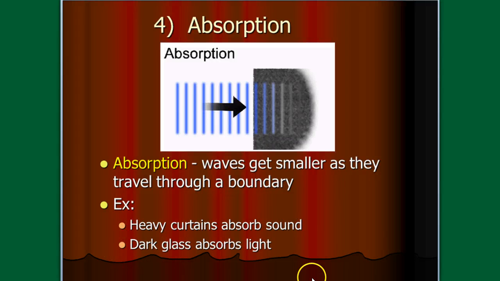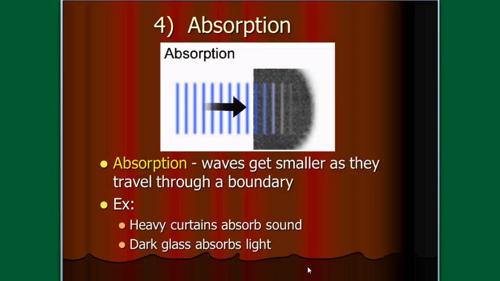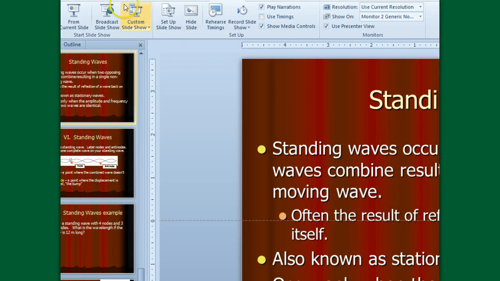Dark glass or dark colors simply absorb light waves. Light waves, when they contact a barrier, can either be absorbed or reflected, and many materials simply absorb certain frequencies or colors of light waves and reflect other frequencies or colors of light waves. All right, so that's all you need to know about the four behaviors of waves. Again, we had reflection, refraction, diffraction, and absorption. There are four behaviors of waves.